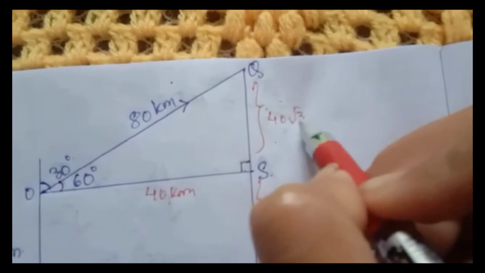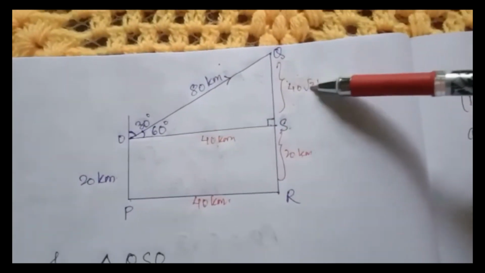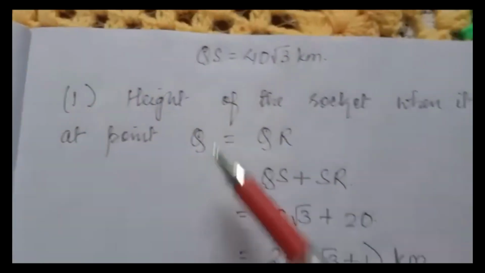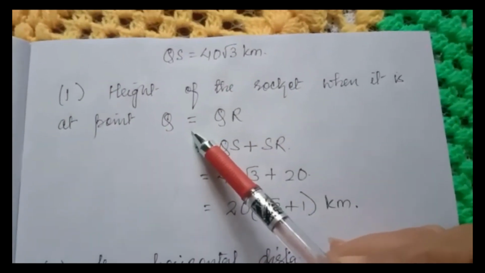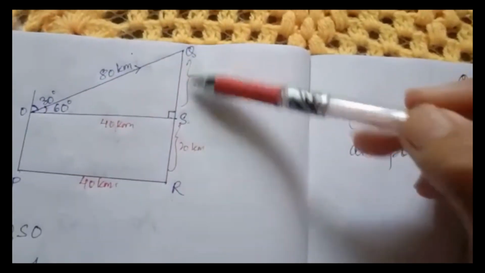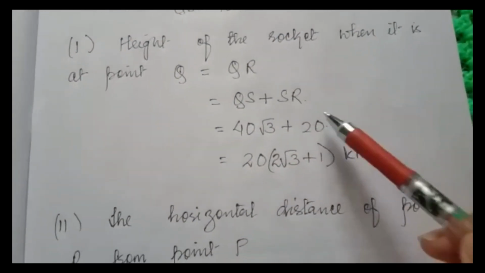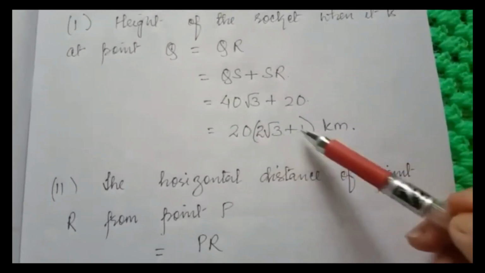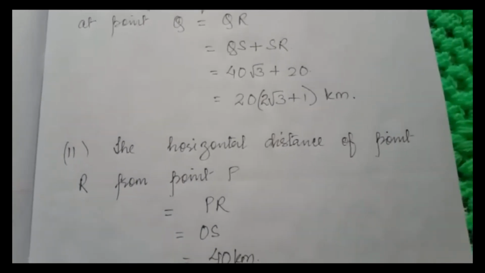Now this is your 40 root 3 kilometer. Your first answer will be 20 plus 40 root 3 kilometer, because you have to find the height of the rocket when it is at point Q. So when the rocket is at point Q, its height is QR. So QR means QS plus SR: 40 root 3 plus 20. From here take out 20 common: 20 into 2 root 3 plus 1 kilometer. No need to put the value of root 3 because here the value is not given.